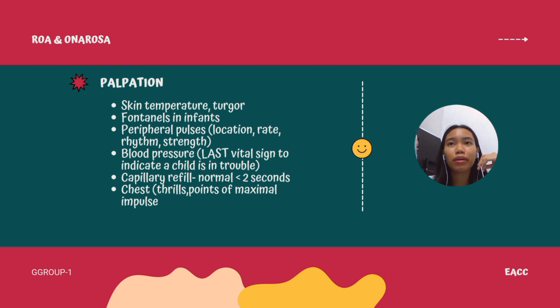Next is to palpate the chest, the point of maximal impulse. Palpation is performed to evaluate the characteristics of the right and left ventricular impulse. The palpation should include evaluation of the apical area, the parasternal area, the right and left second intercostal spaces, and the epigastric area.